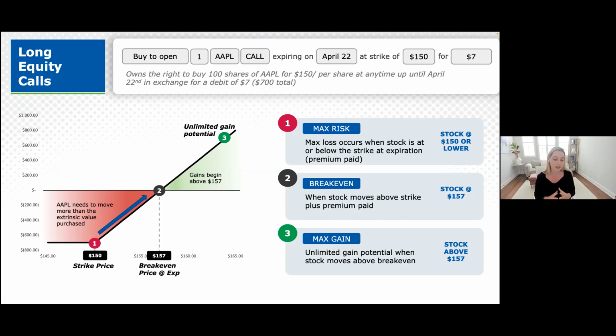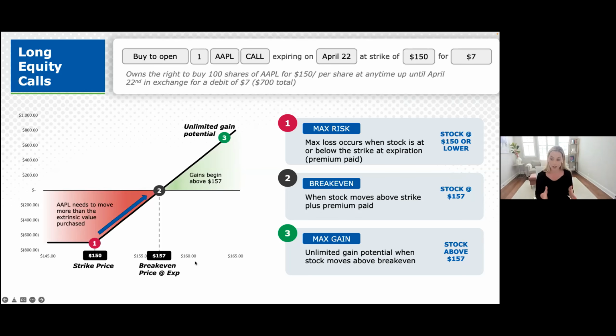And what that represents is I own the right to buy 100 shares of Apple for $150 per share at any time until April 22nd, through the duration that contract exists. In exchange for that right, I paid a total debit of $7, which is quoted per share. So the multiplier, one contract generally represents 100 shares. That means that I paid a total of $700 for this right.